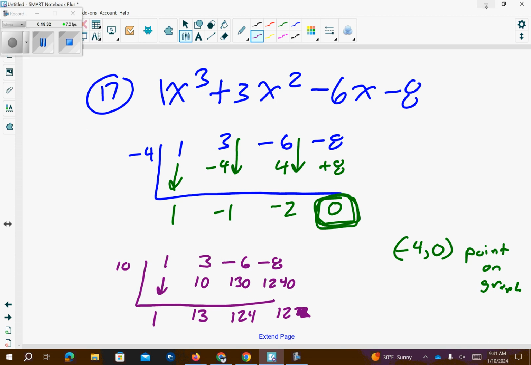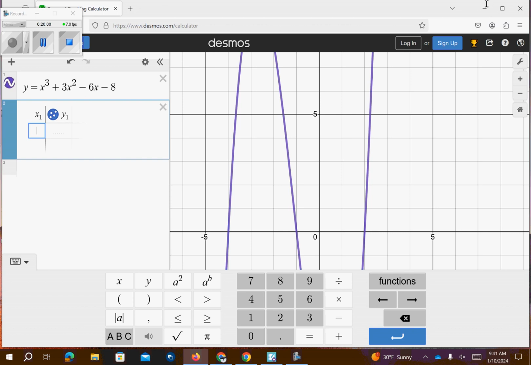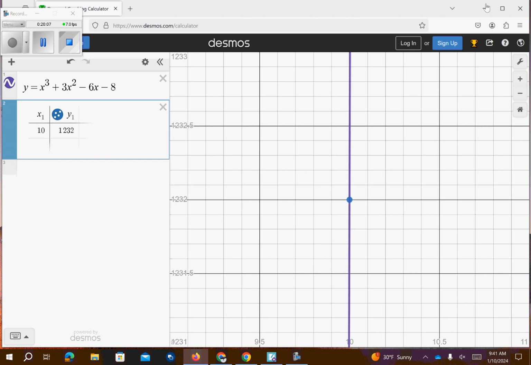So this is what this means. 10, will you write that down for me? Will you write down the point 10, comma, 1232? So what this means is the point 10, comma, 1232 exists on my graph. Okay, let me show you how that works on Desmos. I'm going to put a table in. And I had 10 and what? 1232. I'm going to hit the plus button.